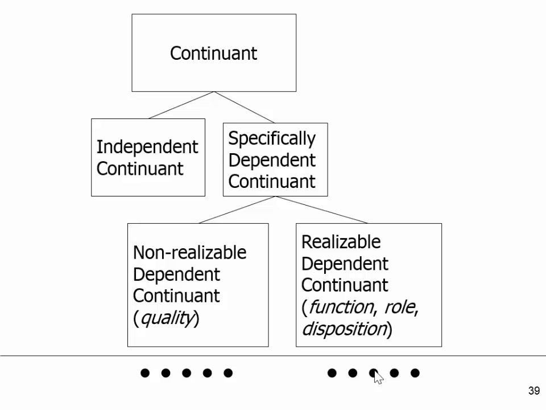An example would be the function of your hand to grasp something. This function of my hand is now being realized because I'm grasping something. But it's not being realized when I'm just holding my hand loosely in the air. But I still have that function even when I'm not realizing it. So the function is a realizable dependent continuant. And then realizations are functionings, they're processes on the occurrent side rather than on the continuant side.